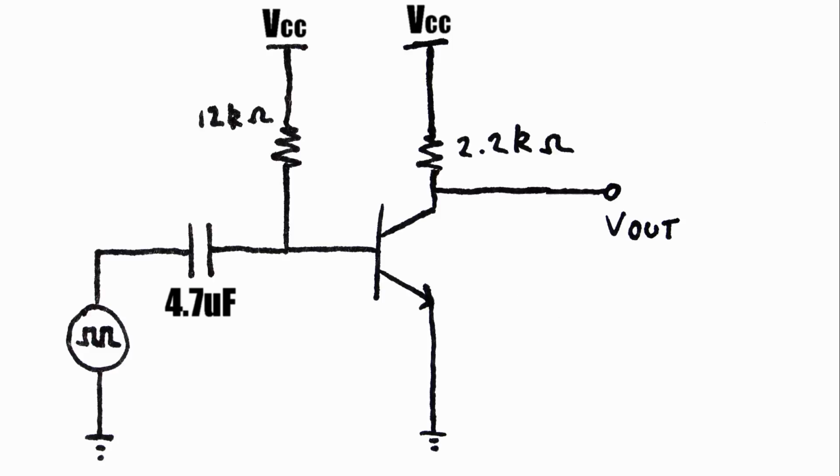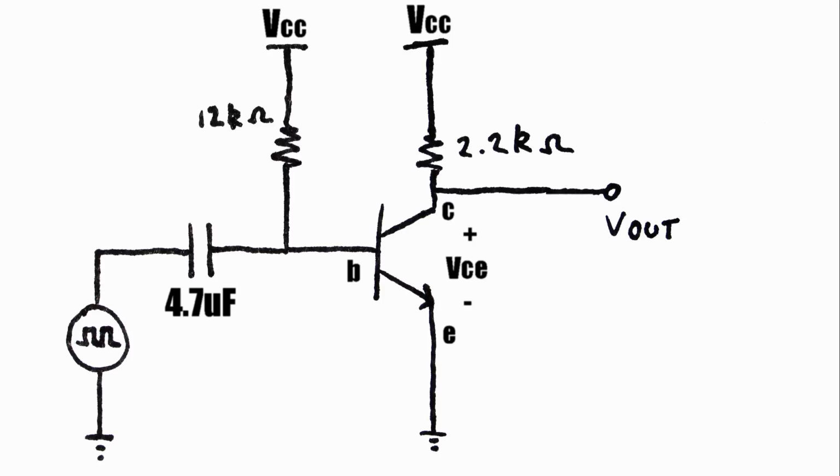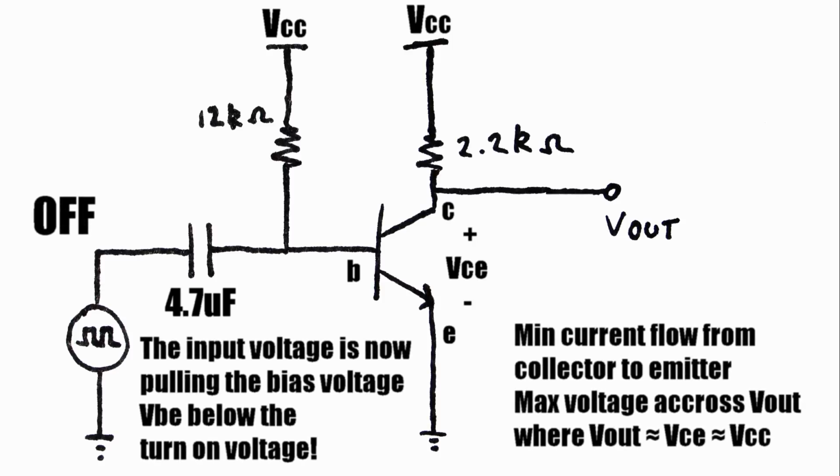This transistor configuration is used like a switch. When the input signal turns the circuit on, the maximum amount of current flows from the collector to the emitter, but the voltage across the collector-emitter junction and the output voltage are approximately equal to zero. When the circuit is turned off, the minimum amount of current flows from the collector to the emitter, but there's a large voltage across the collector-emitter junction and the output. It's approximately equal to the supply voltage.